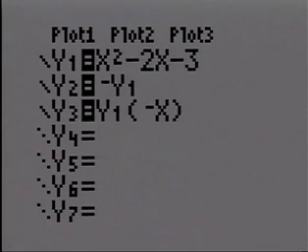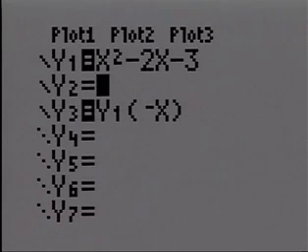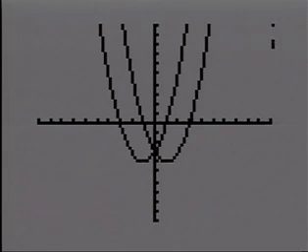So let's go ahead and push graph. We're going to get the first two functions graphed in addition to this new third one. So there's the first two, and here's a third. Perhaps we'll go back to y equals and clear the second function so that it doesn't get confused with looking at the reflection about the y-axis. So there's the original, and there's its reflection about the y-axis. The y-axis is a mirror, and it's a reflection of that.